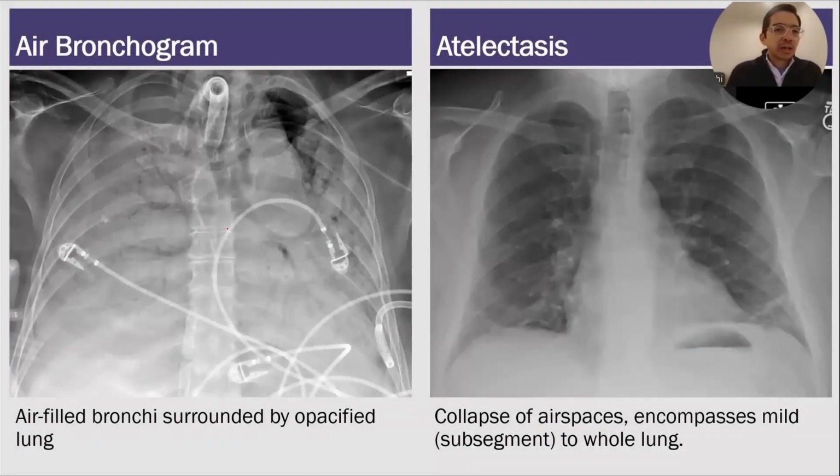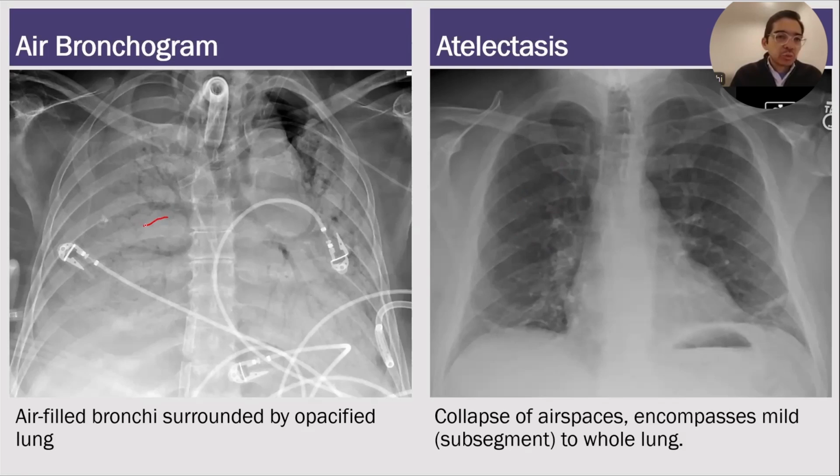Air bronchogram. An air bronchogram is a tubular lucent structure. It's a bronchus that you see in profile with the surrounding lung. In a normal patient, you can't really see the bronchi that well. Notice in this patient with atelectasis on the right that we don't really see the bronchi.